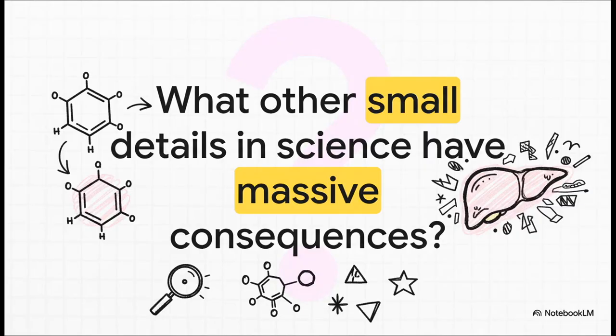I mean, think about it. That tiny little difference between glucose and fructose, just where one atomic group is placed, completely changes how our bodies process them. It impacts their sweetness, how our liver metabolizes them, the whole shebang. It's just this perfect reminder that in science, sometimes the smallest, tiniest details end up having the most massive consequences. It really makes you wonder what other little details are out there, changing everything, just waiting for us to notice them.